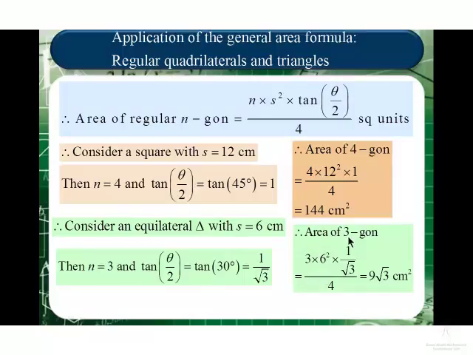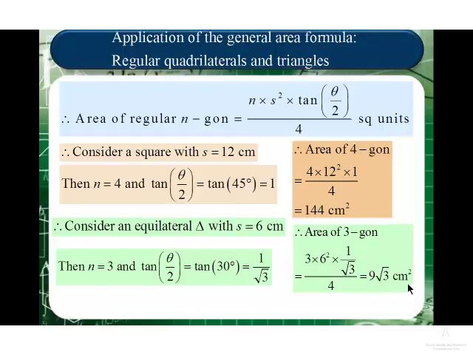We know that the area of a polygon of order 3, where we have 3 equal side lengths, or just an equilateral triangle for that matter, will be 3 times the side length, 6, squared, times 1 divided by the square root of 3, everything divided by 4 from our formula. And if you put this together, we can express this as 9 times the square root of 3 square centimeters.